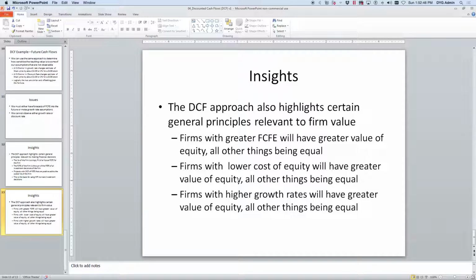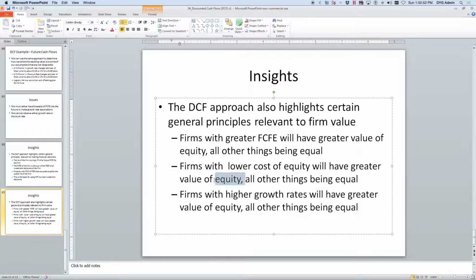And if it happens to the value of all firms, what's likely to happen, unless something else comes about as well, to the value of stocks? So this is one of the limiting factors on stocks right now: people are worried that when the Fed starts increasing interest rates, it's going to cause all of the stocks to lose value. And then the last thing is the higher the growth rate in free cash flows, the greater the value of equity, all other things being equal. So again, a common sense result.